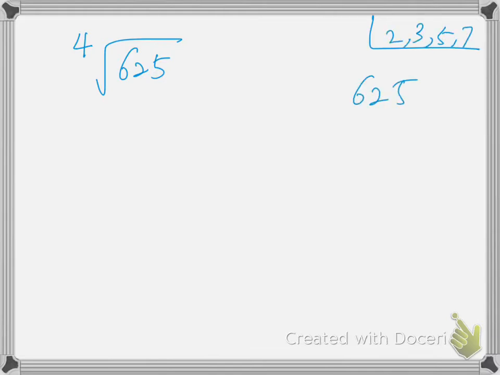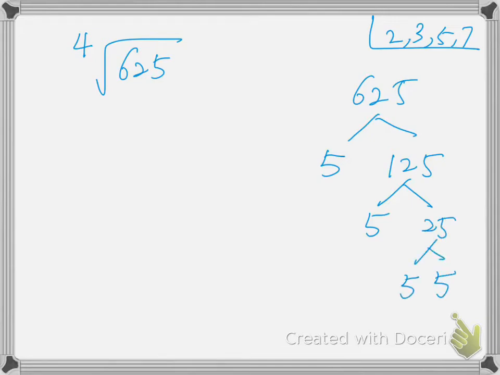Okay, so let's look at another example. Fourth root of 625. Again, we use the primes 2, 3, 5, and 7, and we split it by 5. Divide by 5, we get 125. 125 divided by 5 again, we get 25. Divide by 5 again, we get 5. So now this is the fourth root of 5 to the 4th power. The 4th power and 4th root cancel. That's a property. Then the answer is 5.